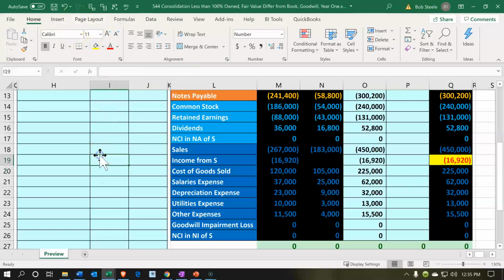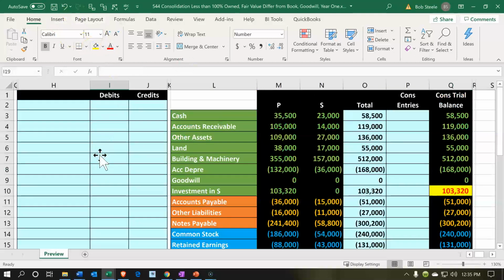Okay, so we're going to do our elimination entries. Now, this is our most difficult elimination so far. Remember that you can put these elimination entries together multiple different ways. You might just want one long one for the main elimination entry. I think that's easier in some ways, but I'm going to try to break this out into multiple entries so that we can consider them.